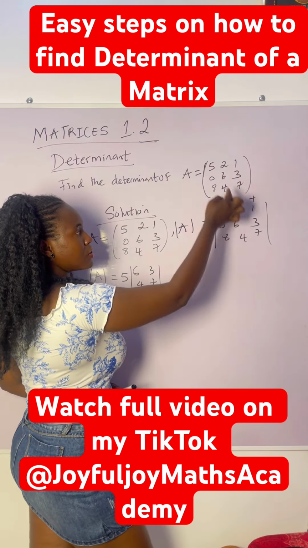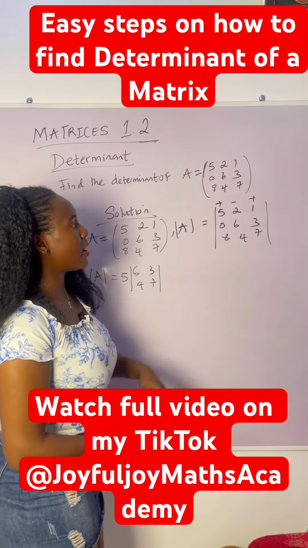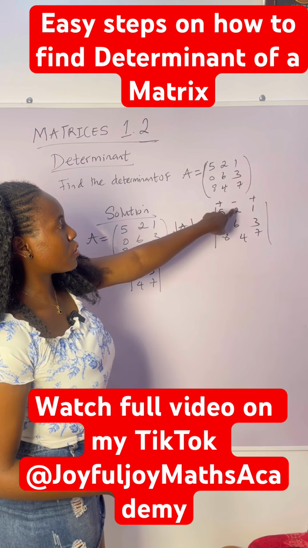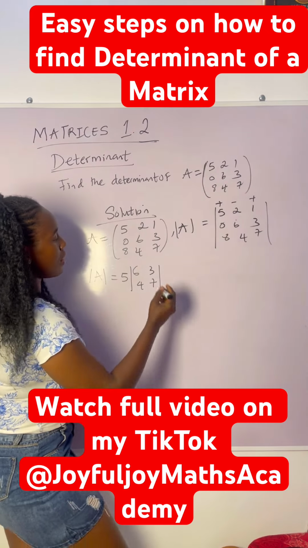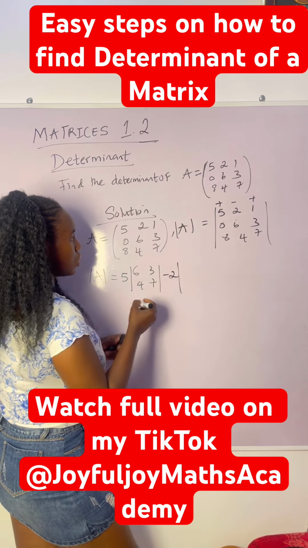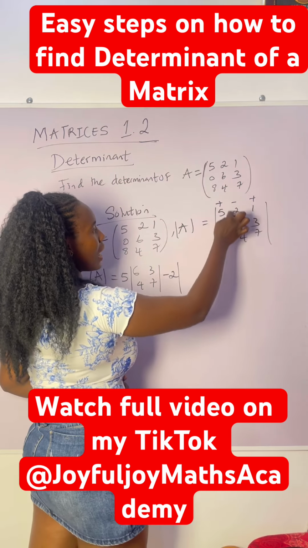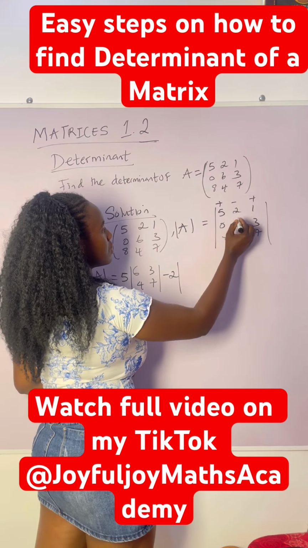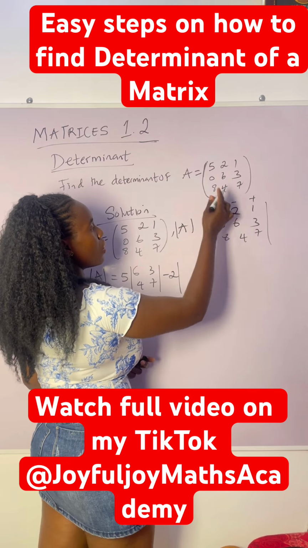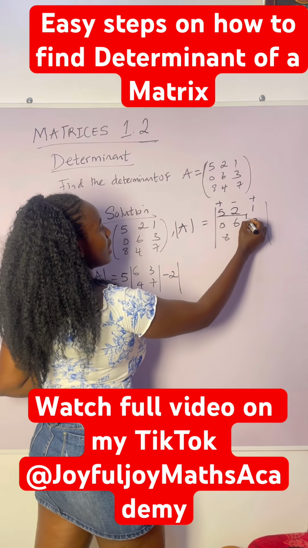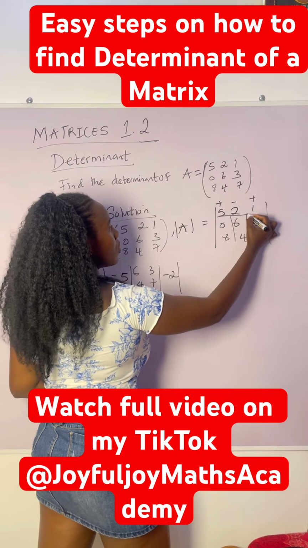So the second element of the first row is what? It is -2, because the sign here represents minus, so our 2, which is positive, becomes negative -2. So I have -2 into, now again, -2 falls under what? Row 1 and column 2. Okay, so you're covering row 1 and column 2. Now you're going to pick the remaining elements.